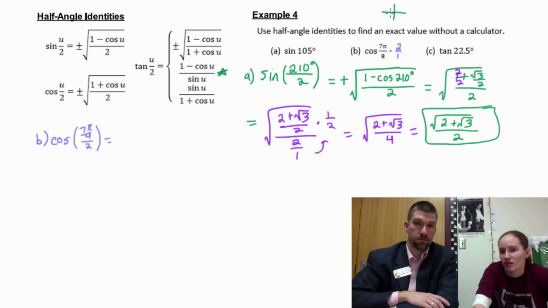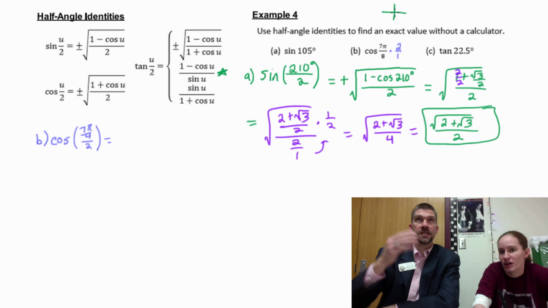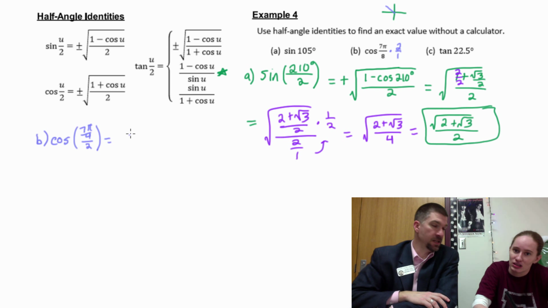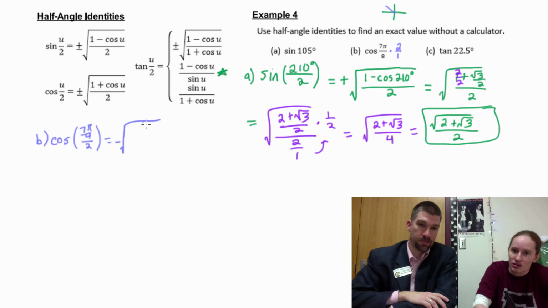Now, where is 7 pi over 8? It's almost 1 pi. Second quadrant. Second quadrant, is cosine positive or negative in the second quadrant? Negative. So our answer will be negative with the square root.